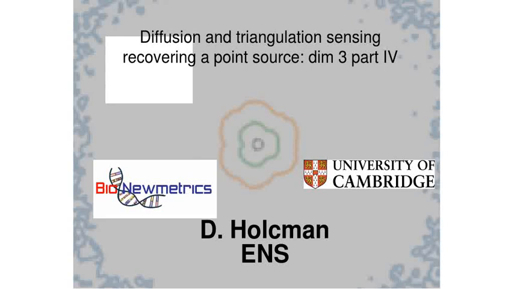So today is going to be part 4, and I'm going to discuss diffusion and triangulation sensing, recovering a point source in dimension 3. Quickly, in the previous video, I explained flux coordinates and what happened in dimension 2. Basically, the role of these sequences is to find a theory that could explain how neurons or any cells can navigate in a tissue such as the brain.